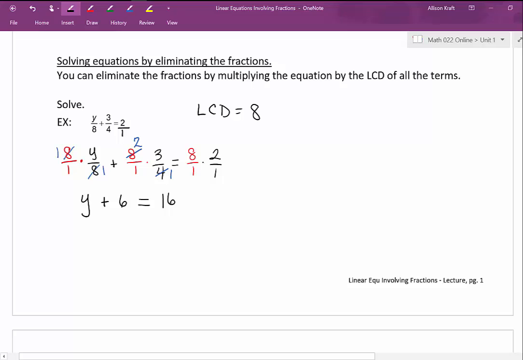Now I have an equation that contains no fractions, and I can solve as normal. All of my variable terms are collected on the left side, which means that my constant terms need to be moved to the right side. To eliminate that plus 6, I'm going to perform the opposite operation, and I'm going to subtract 6 from both sides.